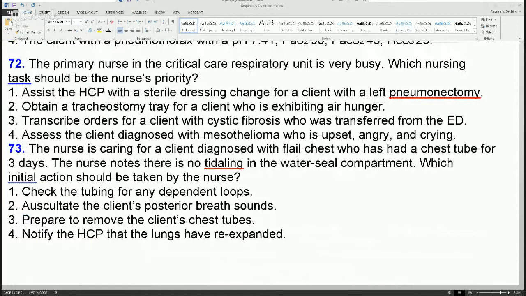Aaron, we're rocking through these. We're almost done. We're almost three-quarters of the way. The primary nurse in the critical care respiratory unit is very busy. Which nursing task should be the nurse's priority?